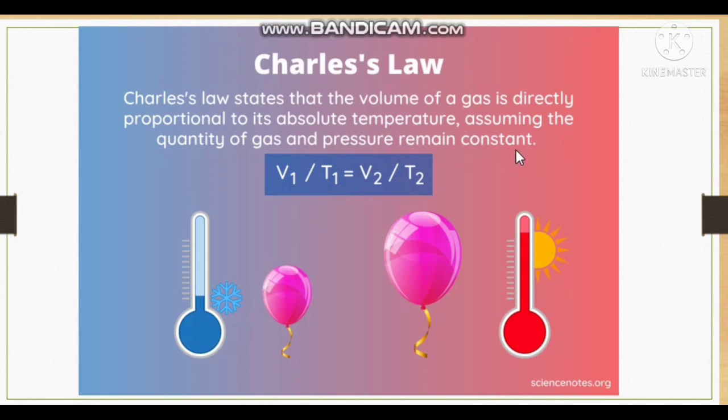Now we will see what is Charles' law. According to Charles' law, the volume of a gas is directly proportional to its absolute temperature, assuming the quantity of gas and pressure remain constant. Now it is very simple. You can see here, if we increase the temperature of the gas, then the volume of the gas will also increase.